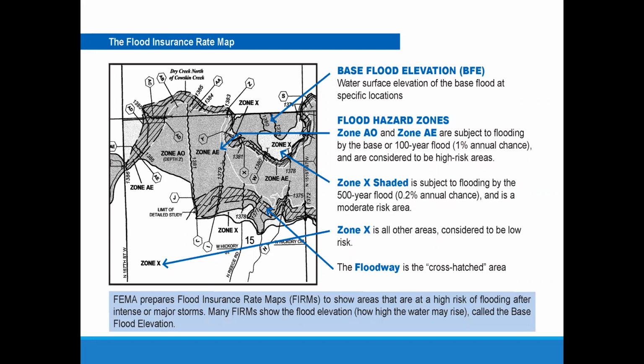And then the rest of the land areas that are outside of the floodplain are called zone X. And so these are unshaded zone X areas. And so they're considered to be outside of the floodplain and they are low risk. So there's a difference between shaded zone X, 500-year floodplain, and zone X, unshaded, low risk, okay?